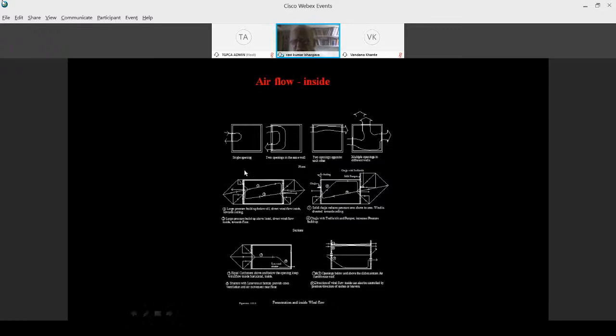Ventilation means change of air. Use outside fresh, clean air in place of inside warm air. Inside air should be changed with outside air, that is called ventilation.